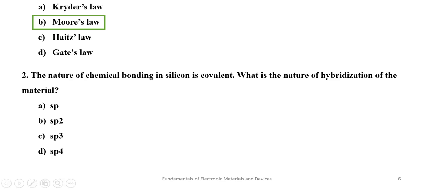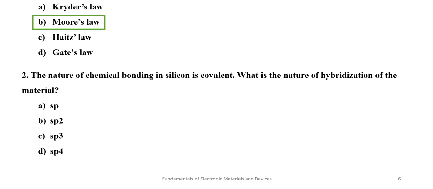It means that in any device, in an integrated circuit, we all know that there are transistors. Every 24 months, the number of transistors in the device goes on doubling. That is the rate at which the technology will progress. Is that clear for both of you? Yes, ma'am.